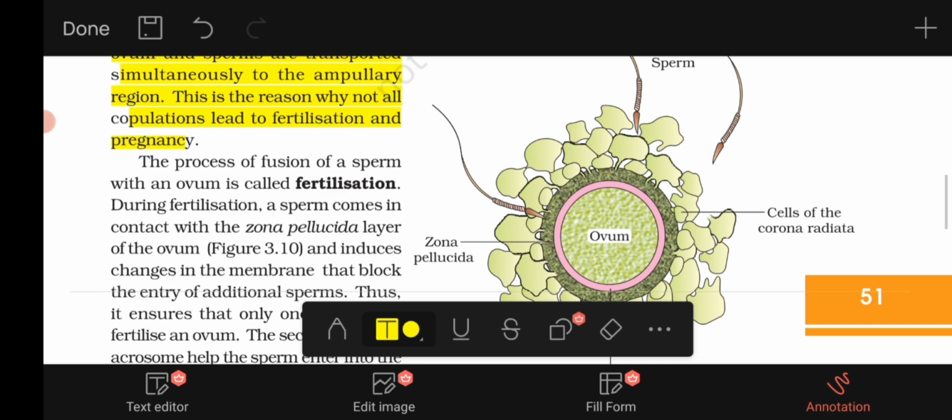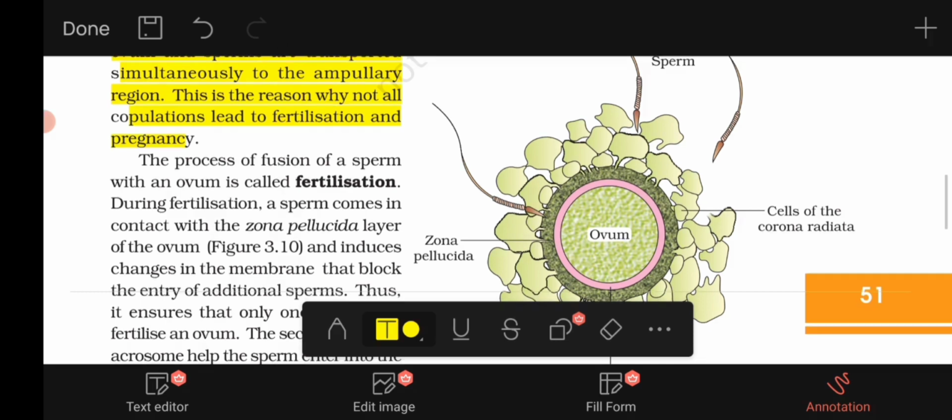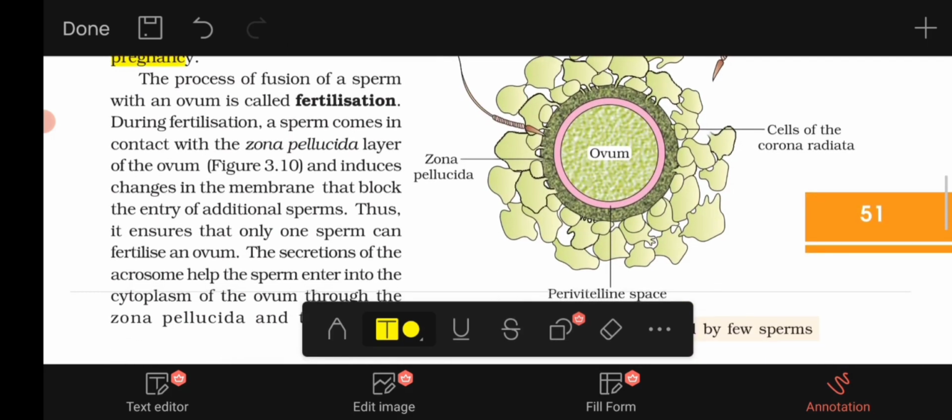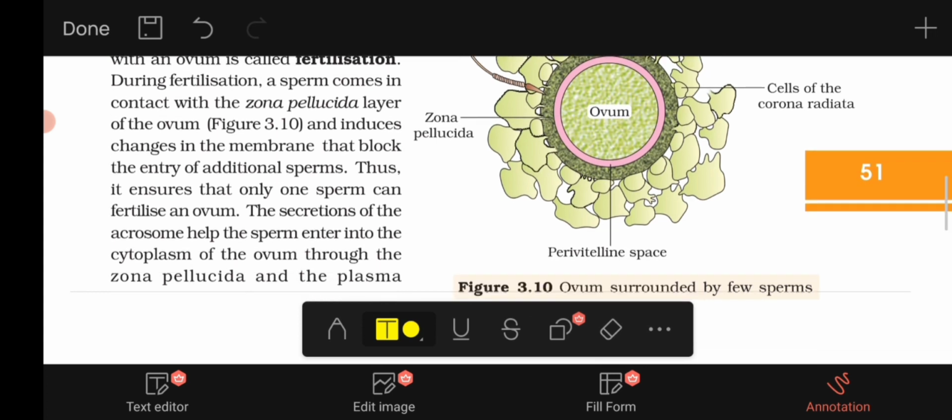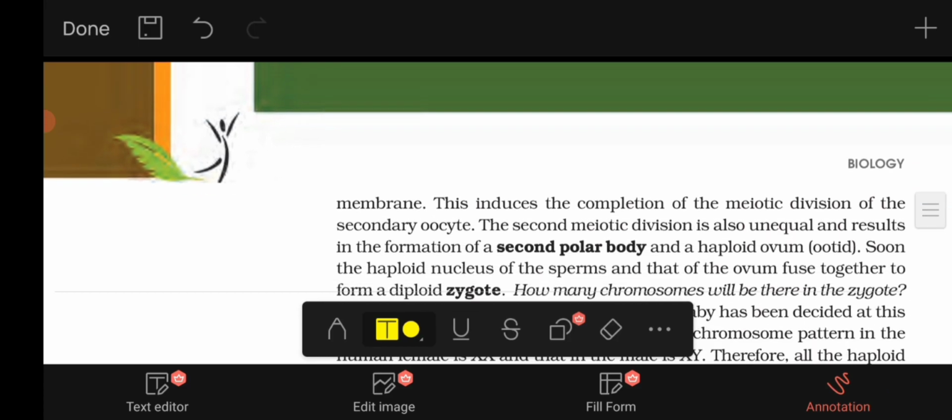During fertilization, a sperm comes in contact with the zona pellucida layer around the secondary oocyte or the ovum and induces changes in the membrane that block the entry of additional sperms. This ensures that only one sperm can fertilize the ovum. Secretion of the acrosome, the cap-like structure on the anterior part of the head of the sperm, helps the sperm enter the cytoplasm of the ovum through the zona pellucida and plasma membrane.